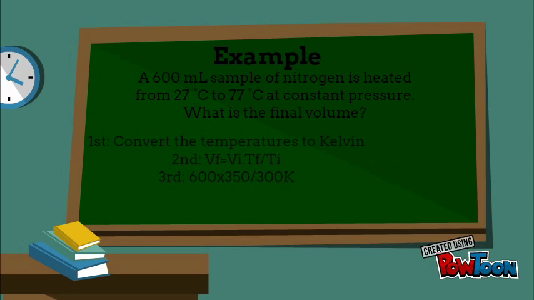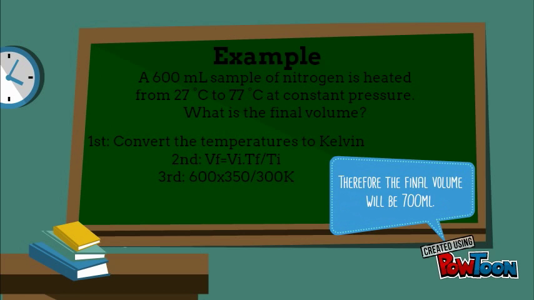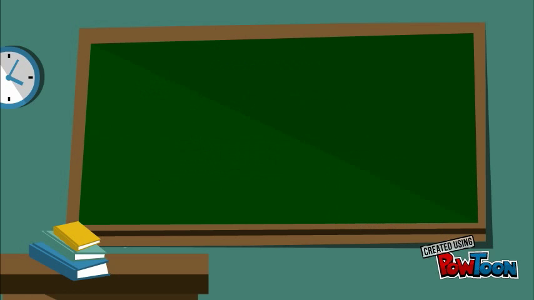Example, a 600 ml sample of nitrogen is heated from 27 degrees to 77 degrees Celsius at constant pressure. What is the final volume? First, you must convert the temperatures to Kelvin and then rearrange the equation. Finally, you're going to get 600 times 350 over 300 Kelvin. Therefore, the final volume will be 700 ml.